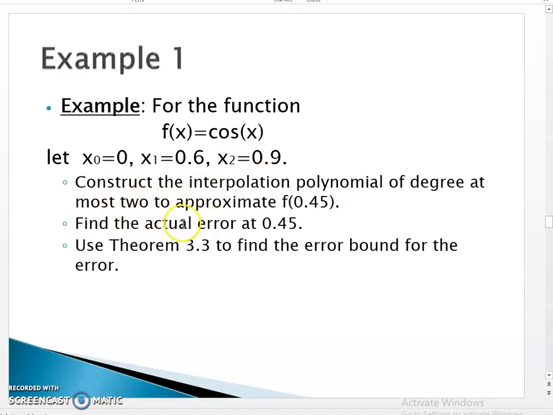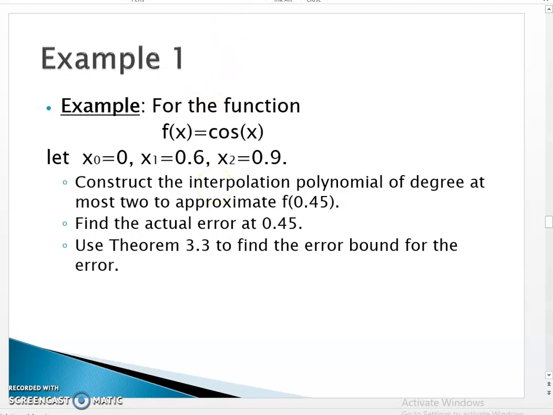So we are to construct the interpolation polynomial of degree at most 2 to approximate this function at 0.45. Then we find the actual error at 0.45, then use theorem 3.3 to find the error bound for this error.